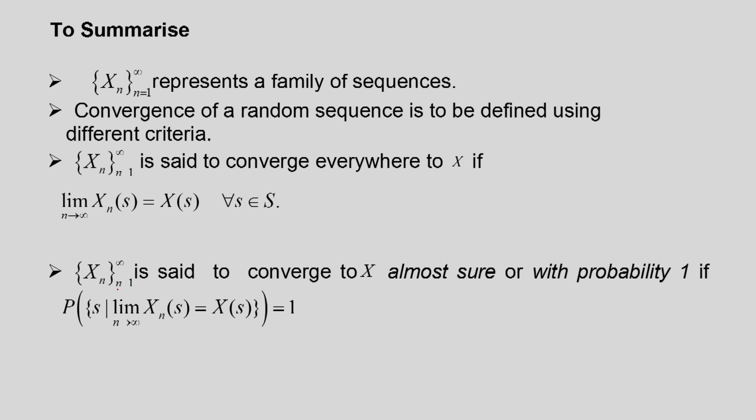Now this sequence xn, n going from 1 to infinity, is said to converge to x almost surely, or with probability 1, if the probability of this event, that is s such that the limit of xn(s) equals x(s), is equal to 1. So this is the definition of almost sure convergence which we have introduced here, and this is a strong mode of convergence.